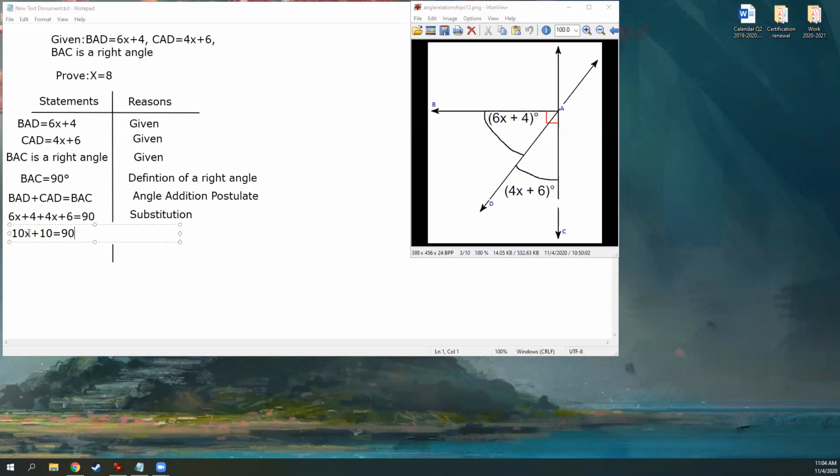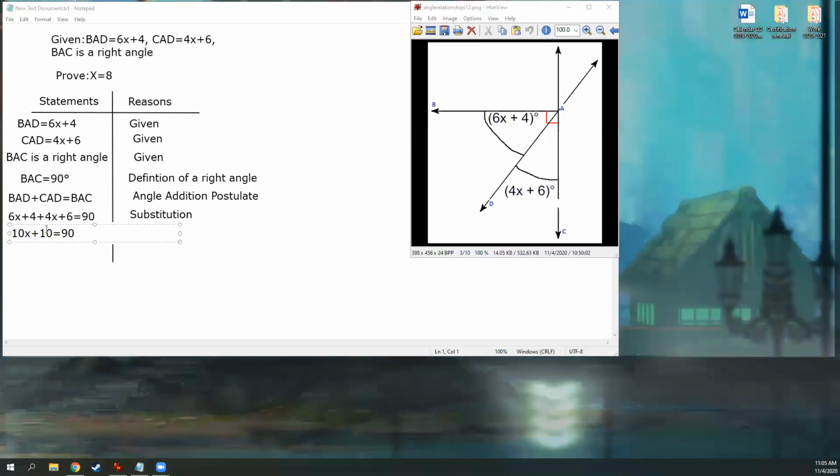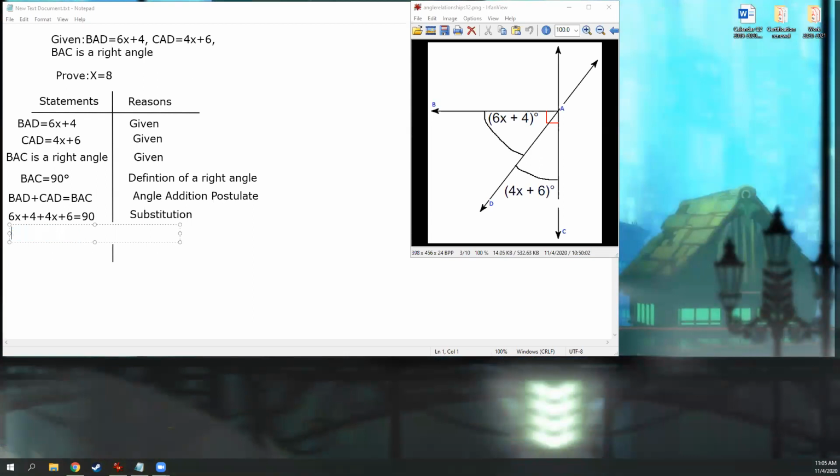But if you were looking at 10x plus 10 equals 90, how would you start getting x by itself? Well, this 10 is attached through multiplication, so that's going to have to wait. It's too close. But this plus 10 right here, I would subtract that from both sides, right? Minus 10 from both sides. That's what you're going to write down. 10x equals 80. So we combine like terms, but what did we do to both sides? Well, we subtracted, and that's subtraction property.